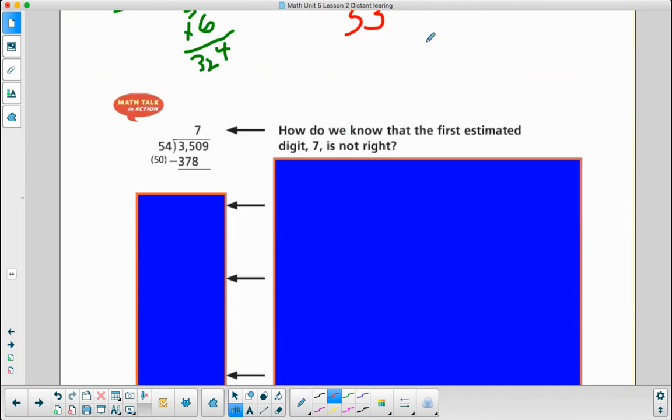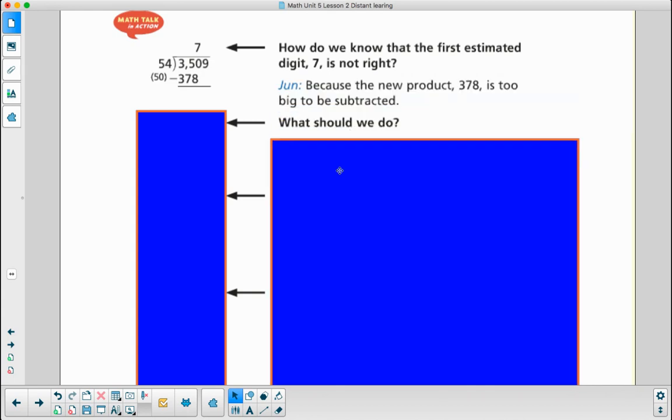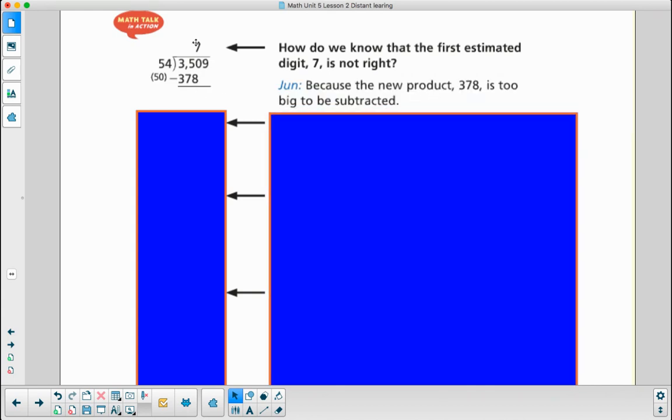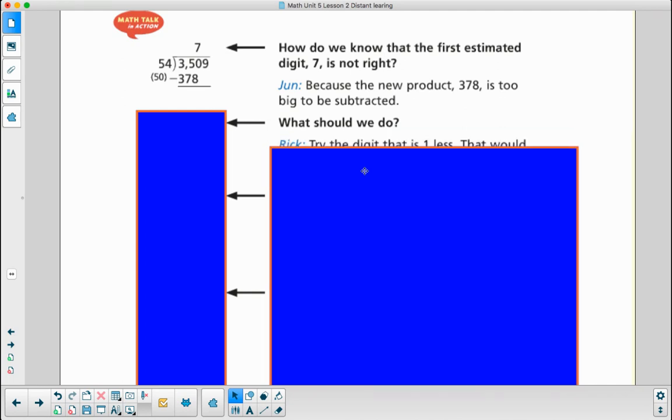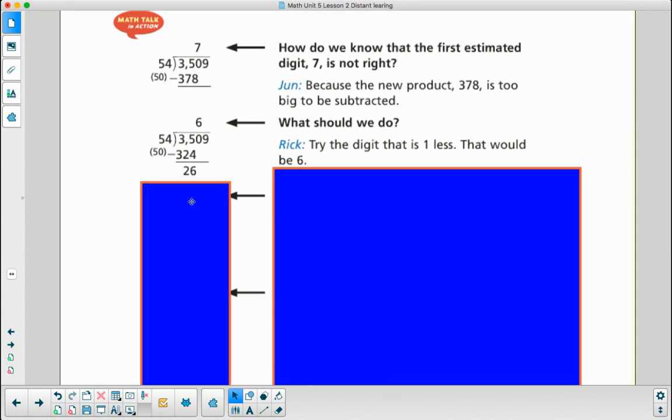So this is them walking through it, showing how, had we been together, we could have talked about it. How do we know that the first estimate, digit 7, is not right? Okay, so one of you would have said, because the new product, 7 multiplied by 54, 378, is too big to be subtracted. I like large, or too great. So what should we do? And one of you would say, try the digit that's 1 less. That would be 6. We should try 6. And then we would do it. And 6 would give us a product of 324. And when we subtracted, we'd have 26 left.